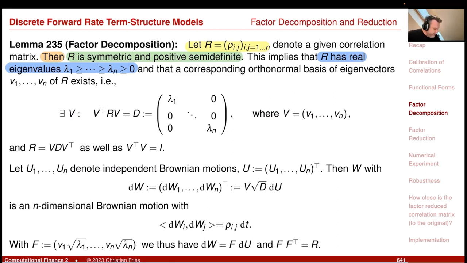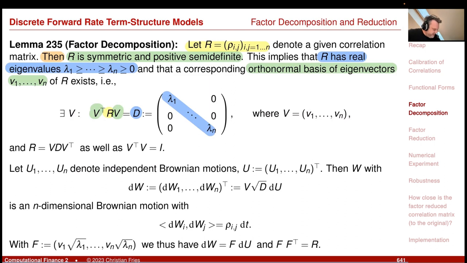In addition, there is a corresponding orthonormal basis of eigenvectors. Let's call these V1 to Vn. This means I can look at the matrix in this basis of eigenvectors, and there the correlation matrix is diagonal. So I can diagonalize the matrix: V transposed R V is the diagonal matrix with lambda 1 to lambda n. That's just the definition that Vi is an eigenvector: R Vi is lambda i Vi.